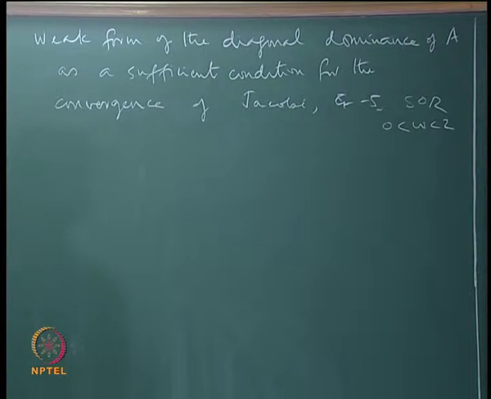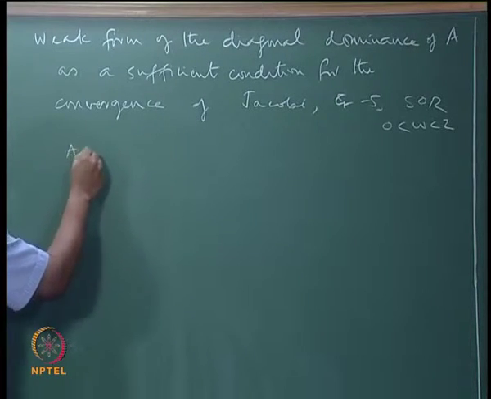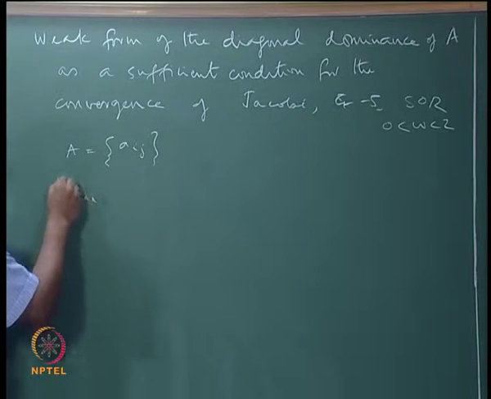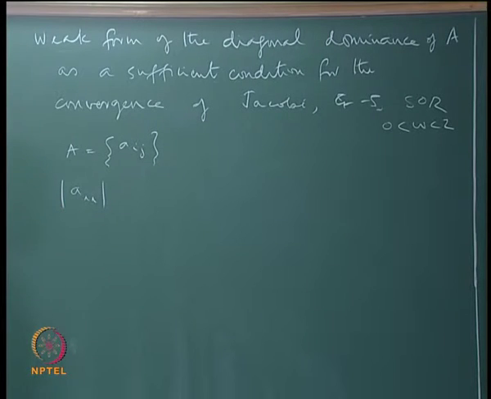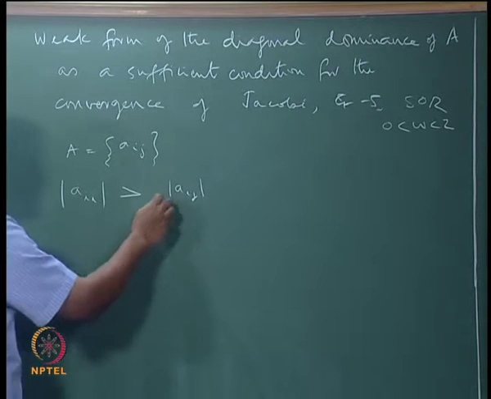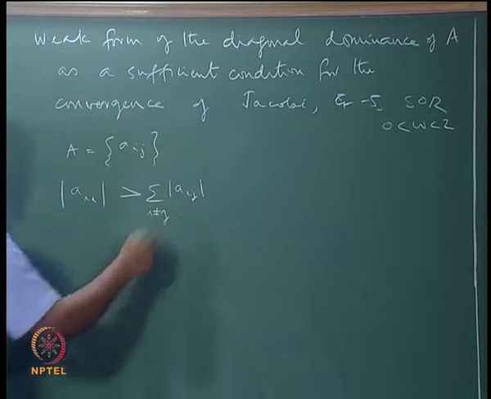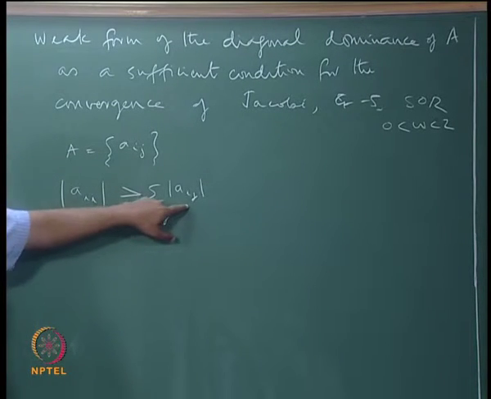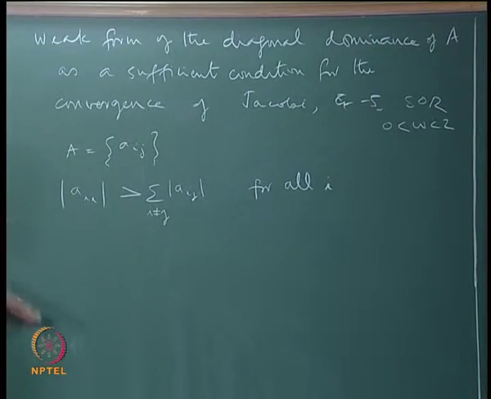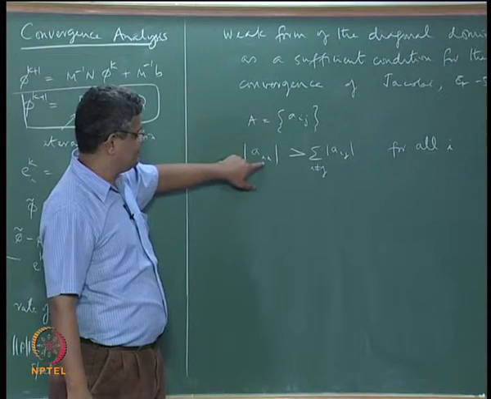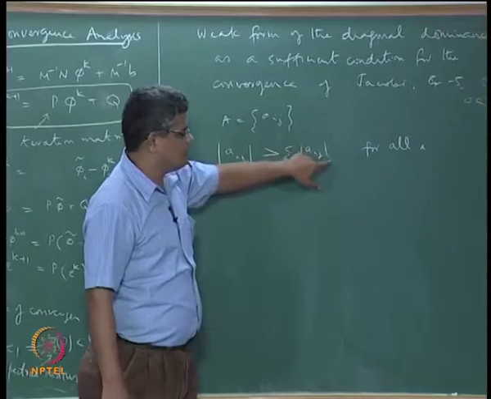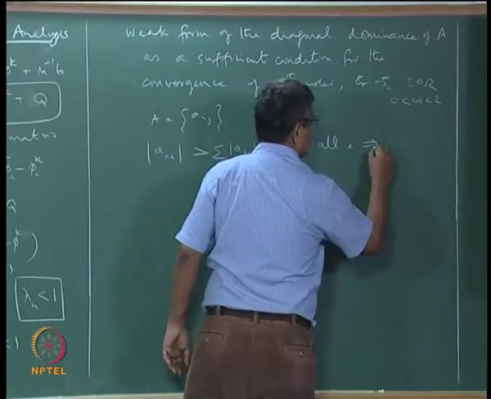Okay, and what do we mean by the weak form of diagonal dominance? We have the coefficients, so A has the coefficients Aij, and if the magnitude of the diagonal element is greater than the sum of the magnitudes of all the off diagonal elements in a particular row, for all rows. Okay, so we are taking row by row. In each row, if the diagonal element has a magnitude which is greater than the sum of the magnitudes of all the off diagonal terms, then we have a strong form of diagonal dominance.